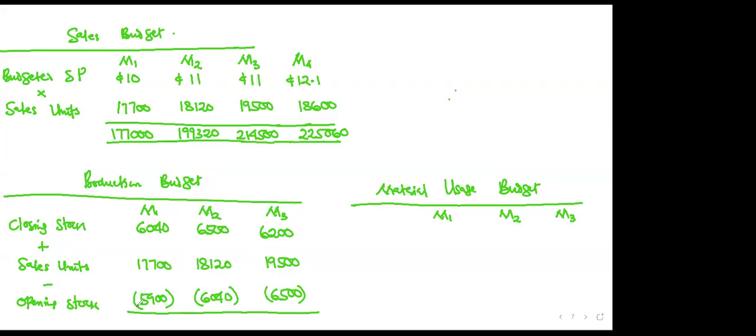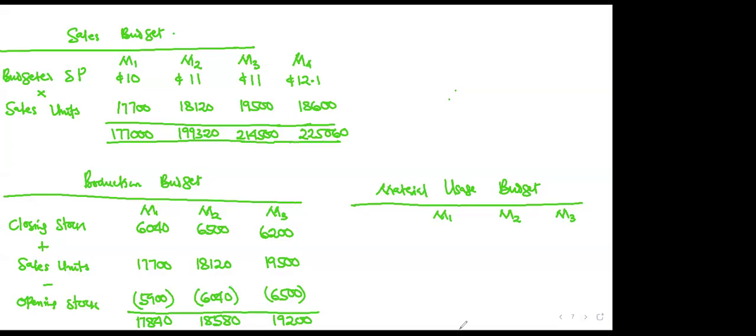Okay, month 1 will be 17,840. Then 18,580. 18,580. And month 3 is 19,191. Right? Yeah.